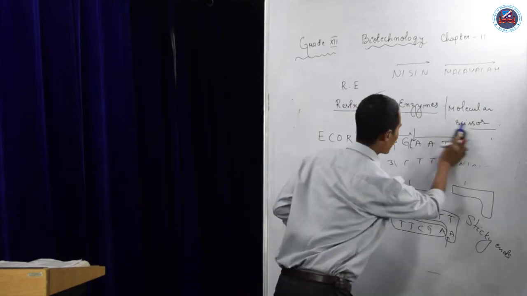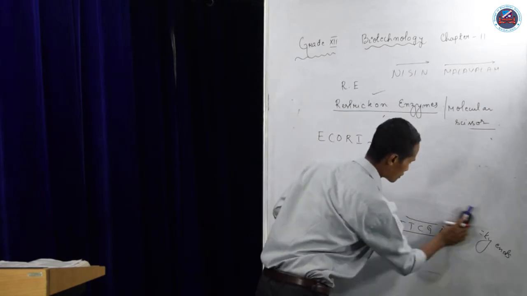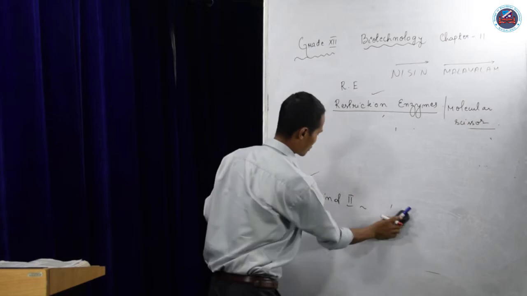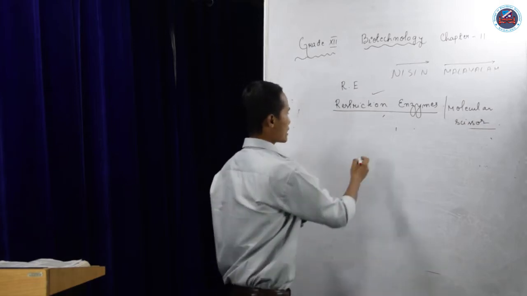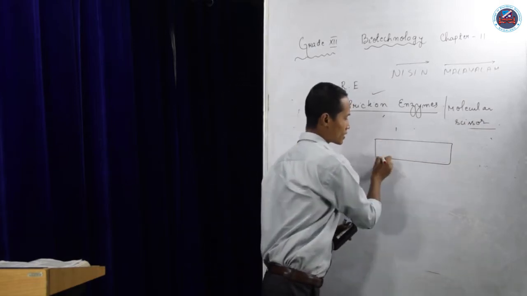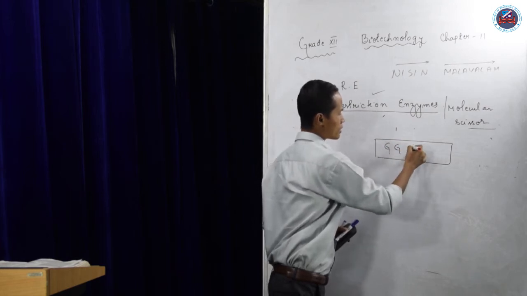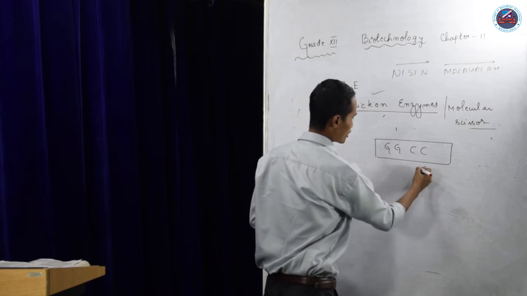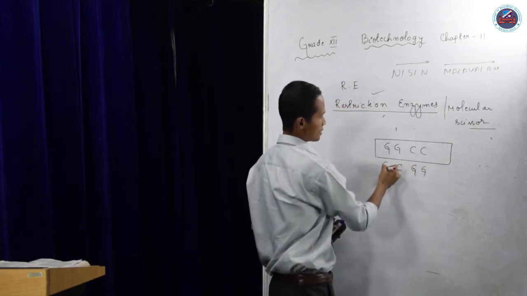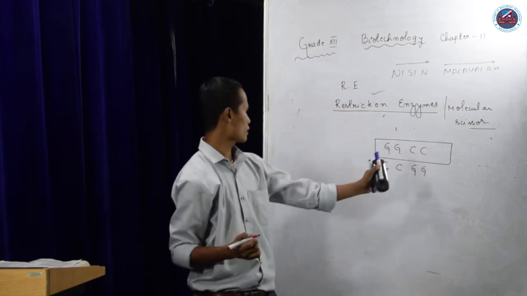Likewise, we have so many restriction enzymes. I just took 2 examples. Now, there's some restriction enzyme. Just say that this is G, G, C, C. So this is G, G, C, C.